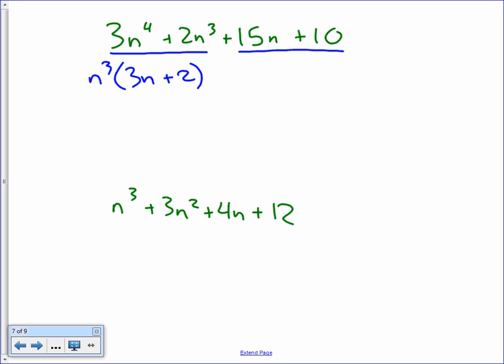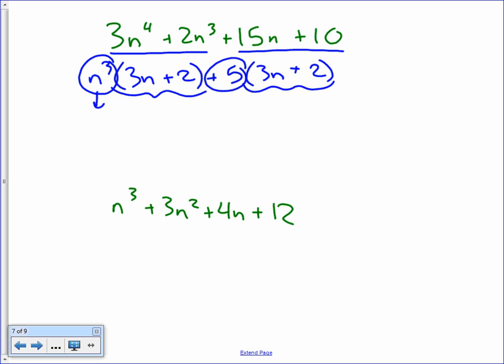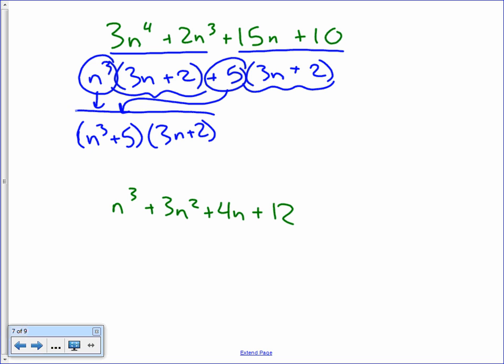And what can I divide out of 15n and 10? That'll be a positive 5. So that'll be 3n plus 2. Okay, and once again, hey, we got the same things here. Only because that happens, I can bring these front ones together. On these grouping problems, they'll all work out like this, fortunately for your sake. But if those two were different and you couldn't simplify it anymore, don't do the step. So n to the third plus 5 times 3n plus 2, because that's my common binomial.